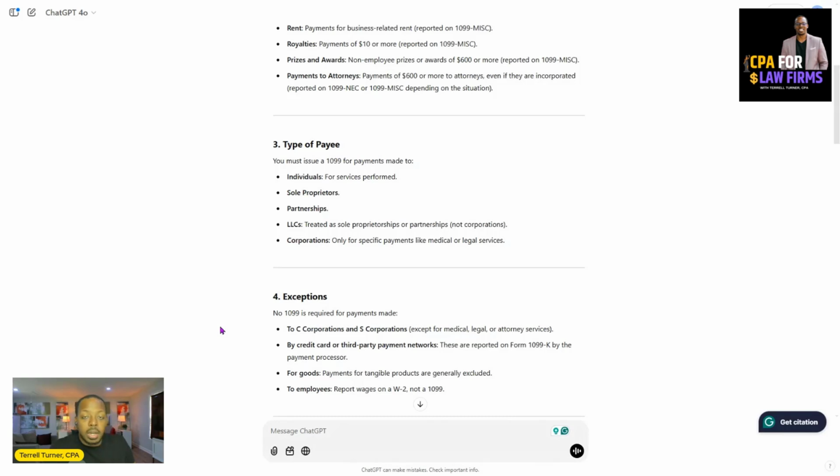So when it comes to filing a 1099, if the person that you paid is a C corporation or an S corporation, then you would not be required to file a 1099 for them. And the exception to the exception is that this exception does not apply if it is medical, if it is legal, or it is for attorneys. So for medical, legal, attorney services, even if they are an S corp or a C corp, you still have to file a 1099.